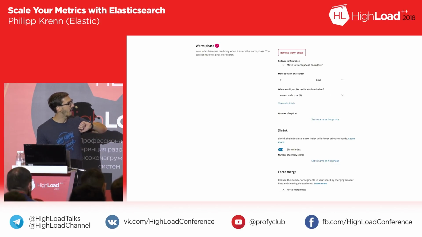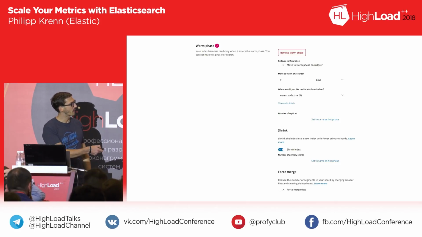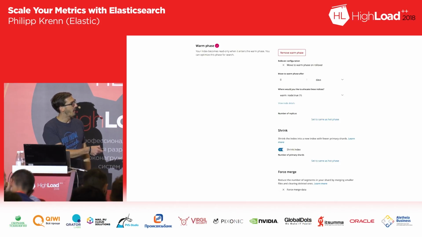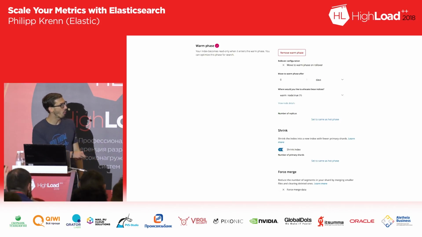And then you can say, right now I have 0 days, but probably that should be 5 days or 7 days or whatever, I want to have a warm phase. Here you can say when it should happen. You can say this needs to go to this other node type. You can change the number of replicas afterwards. You could shrink the number of shards down, you could do the force merge, and you could change the compression on that. So that's all in one go to that warm phase together.